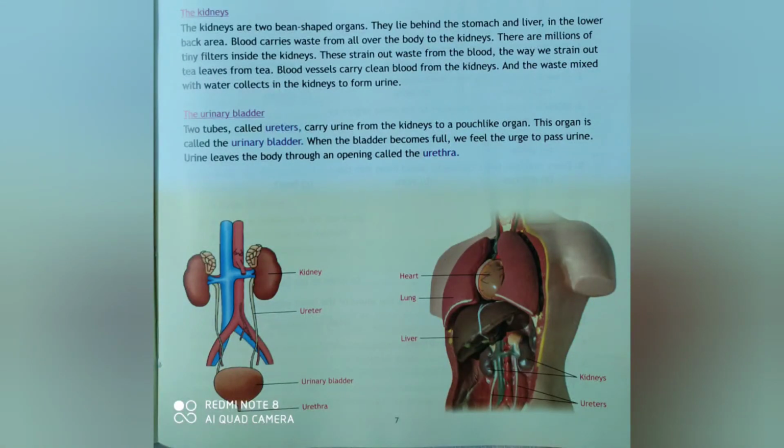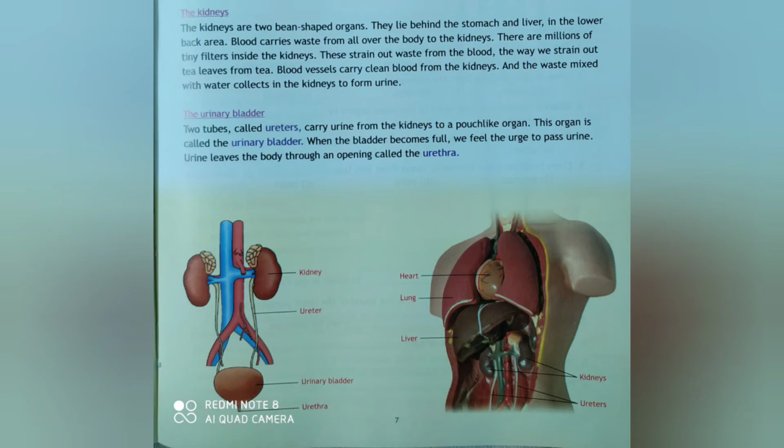Kidneys are two bean shaped organs. So kidneys are usually in the shape of a bean, and they lie behind our stomach. So you know where your stomach is, isn't it? So behind our stomach lies the kidney. Kidney is usually said to be in the lower back area. So it is in the back, the lower back region.